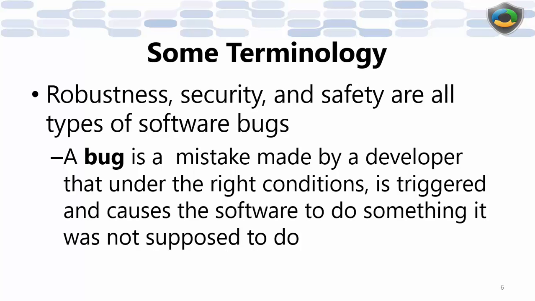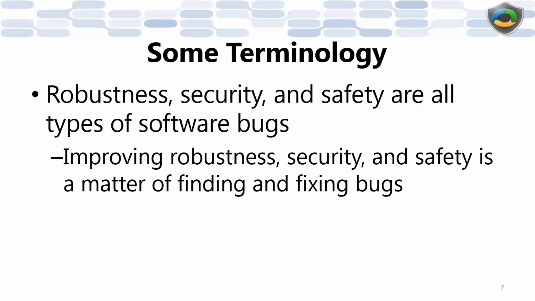A bug is a mistake made by a developer. And let's face it, if developers make a million mistakes, 999,999 of them are accidental. That's just the way that it is. Under the right conditions, the bug is triggered, which causes the software to do something it was not supposed to or not intended to do. So when you find and fix bugs, you're generally going to naturally improve robustness, security, and safety.